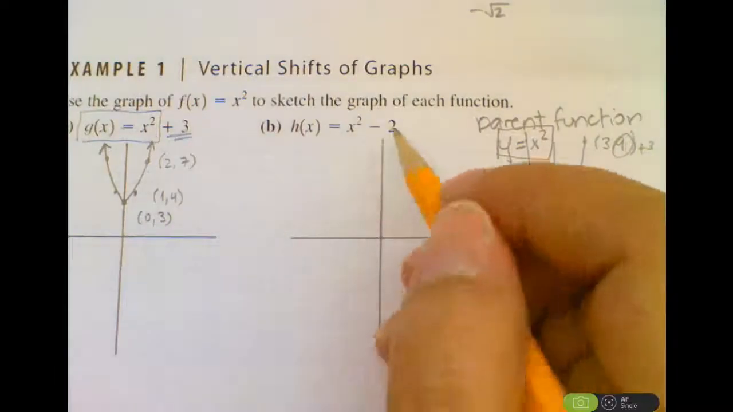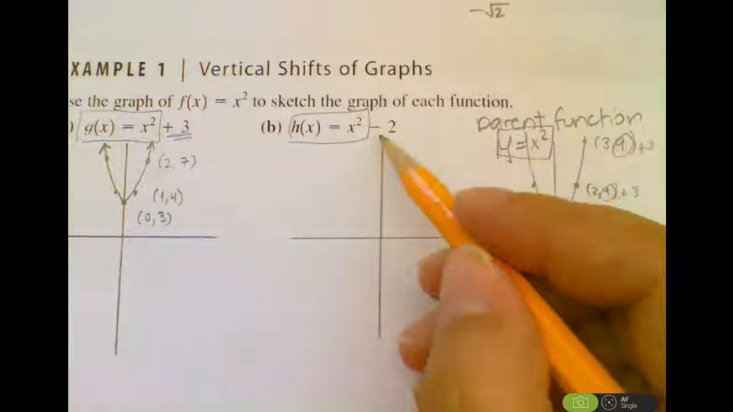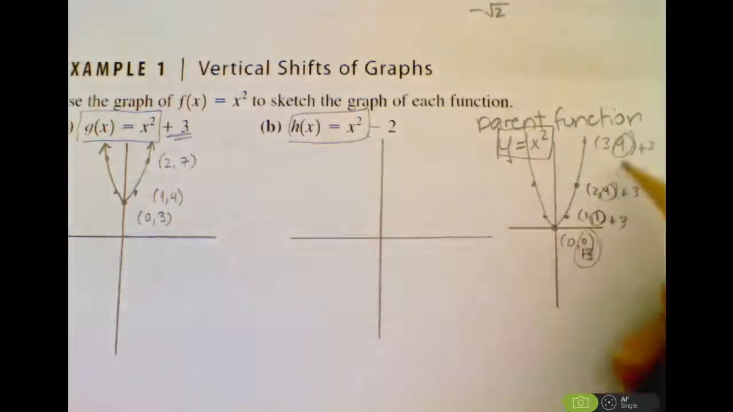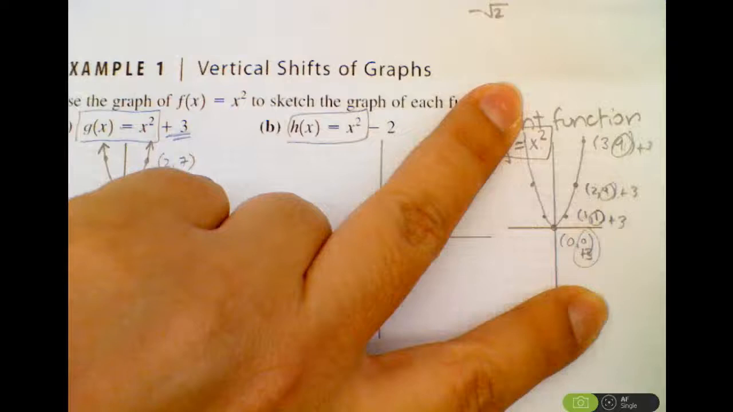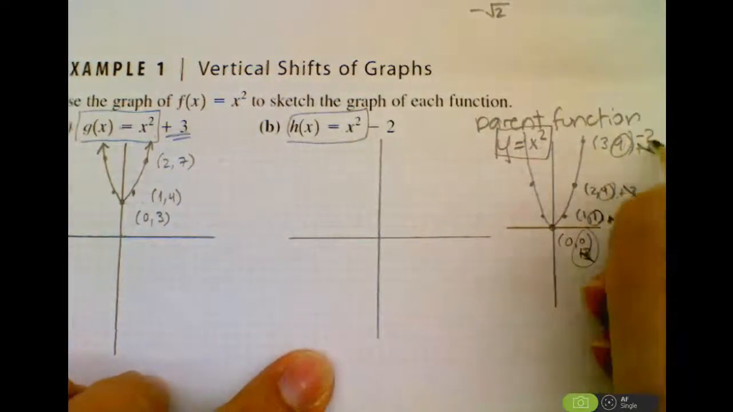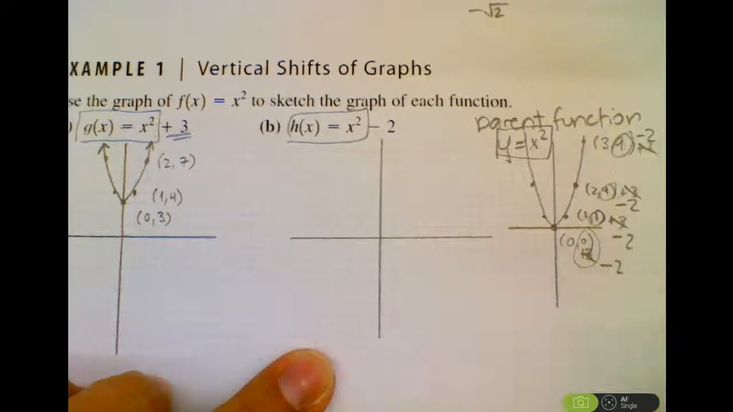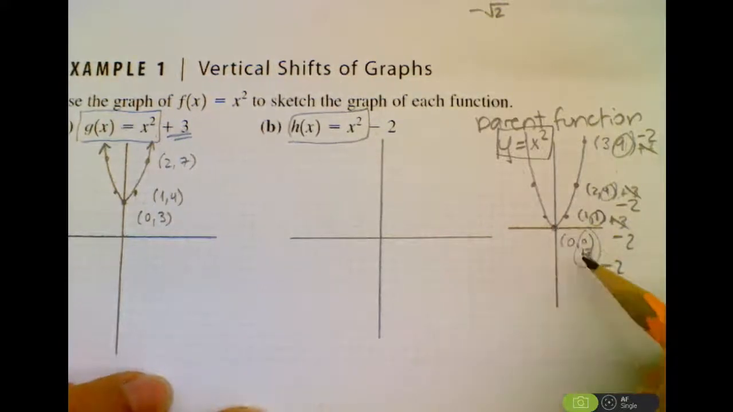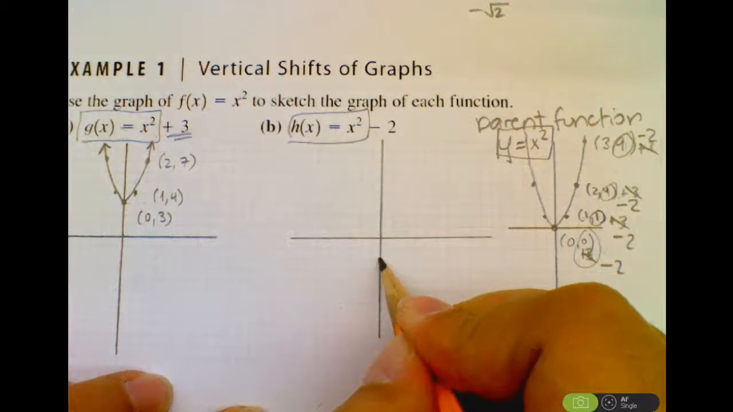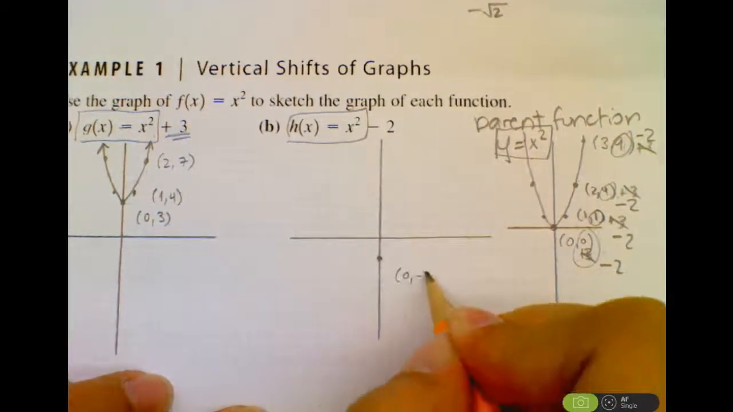Now in this example here, what's going to happen to the parabola? This is my parent function, and there is an extra minus 2. So that means every y value in here, rather than adding 3 to it, now I'm going to subtract 2 from every single y. And the x's stay the same. So now instead of the vertex being at (0, 0), the vertex is going to be at (0, -2). So that's where the vertex is.